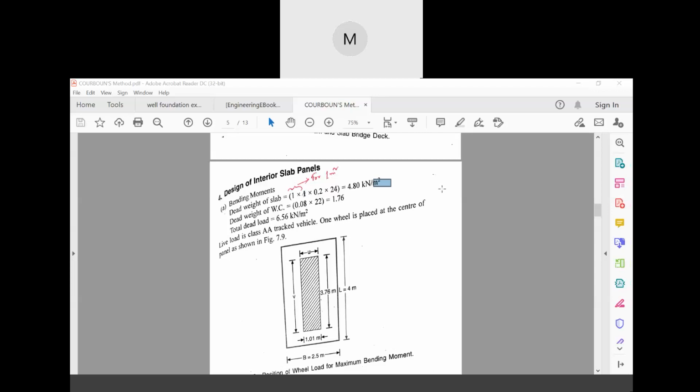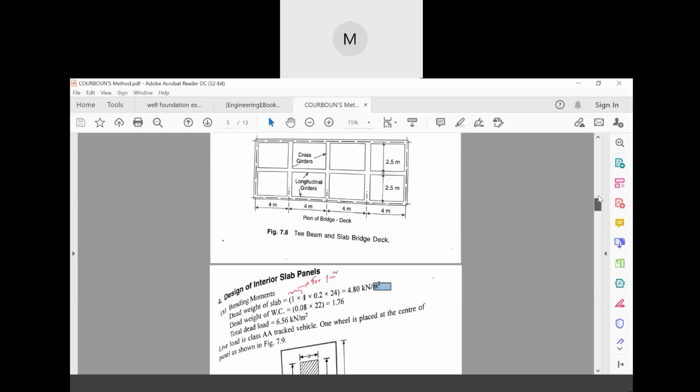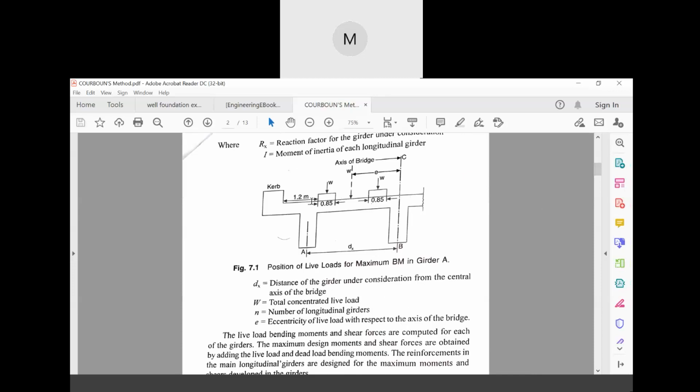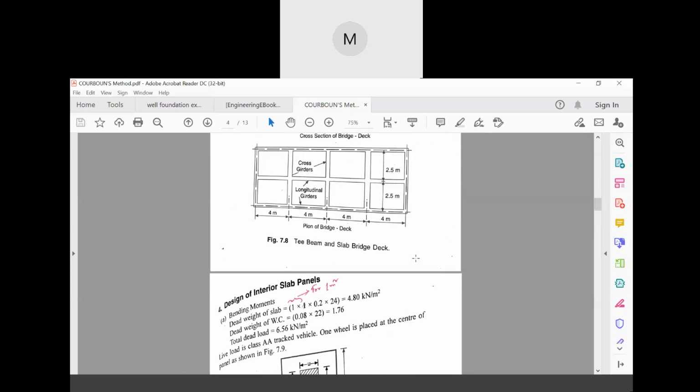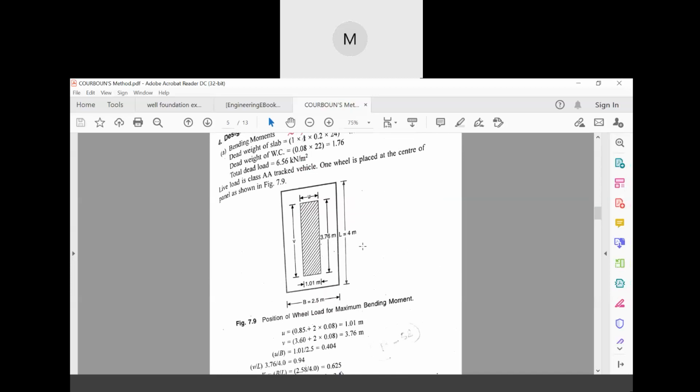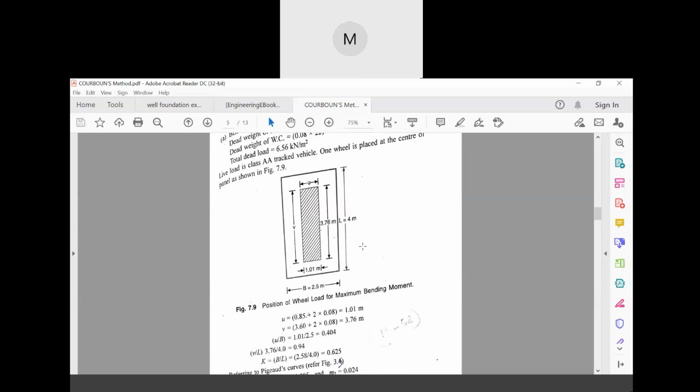Now the live load is IRC Class AA tracked vehicle. If you see the above diagram, in the very first one, these wheel dimensions are 0.85 meter, right? This wheel dimension resembles IRC Class AA loading. That is why this is IRC Class AA loading, and this is the IRC Class AA tracked vehicle.